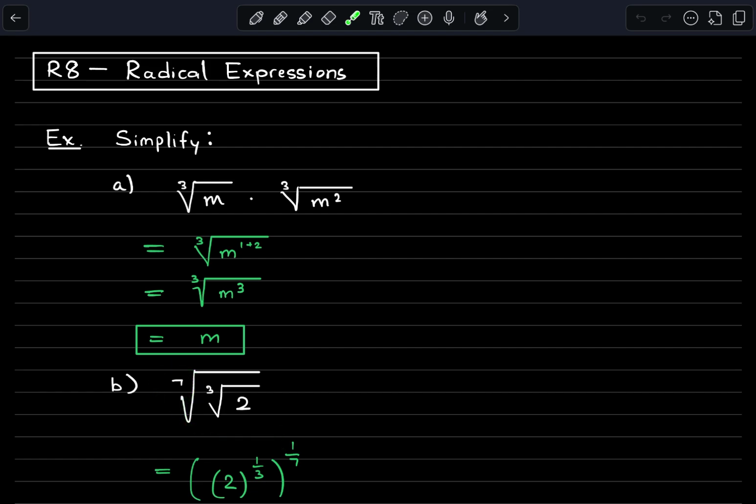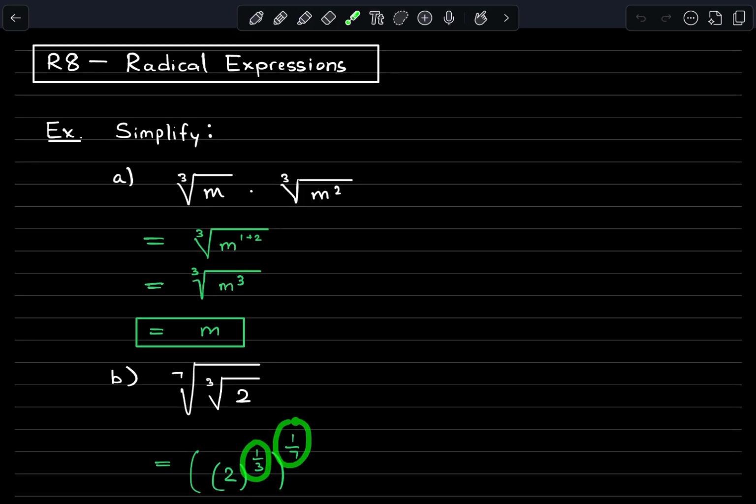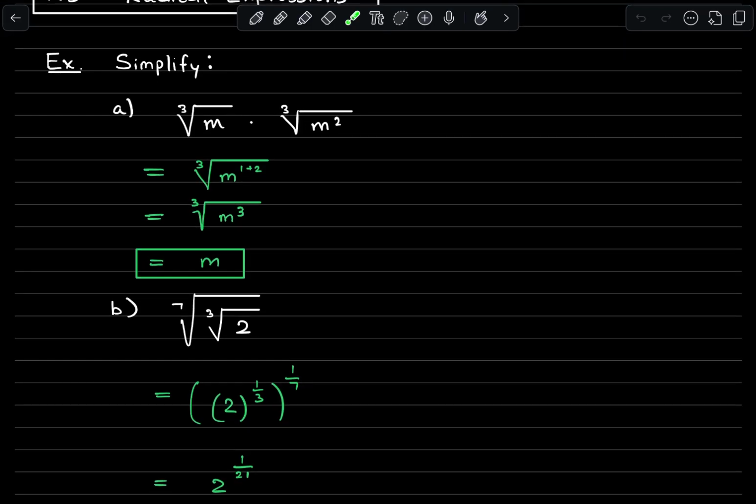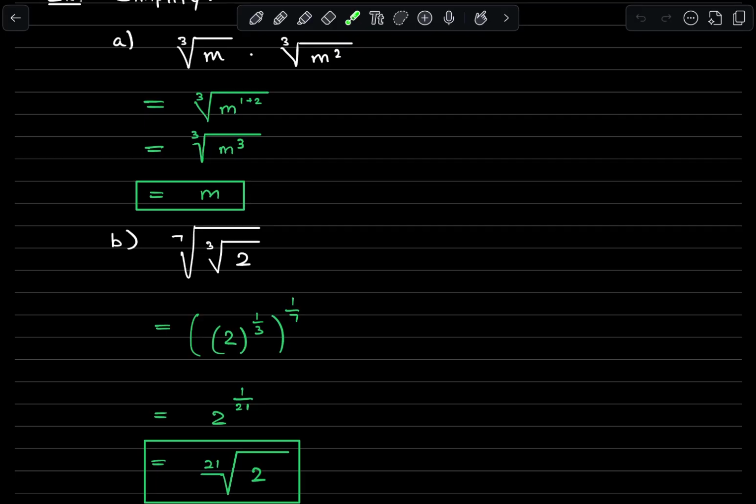And now let's think about our power rule for exponents. A power raised to another power, we multiply those. So this would be the same thing as just raising 2 to the 1/21st power. In other words, that is the 21st root of 2. And that would be some horrible number. We're not going to expand this any further or try to calculate that. We're just going to leave it in this form. Simple and clean form. All right.